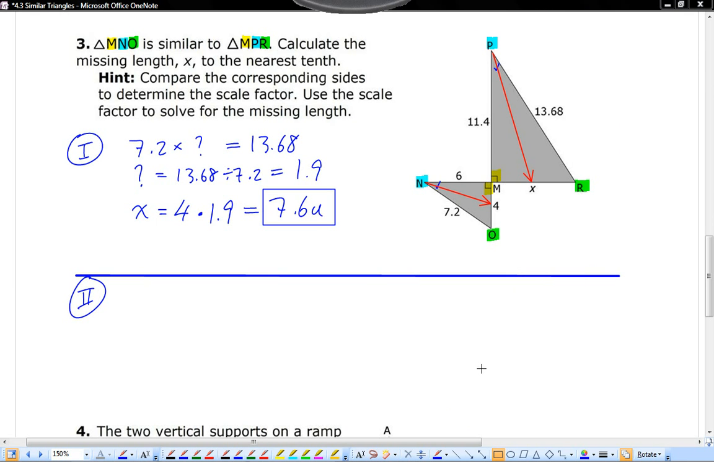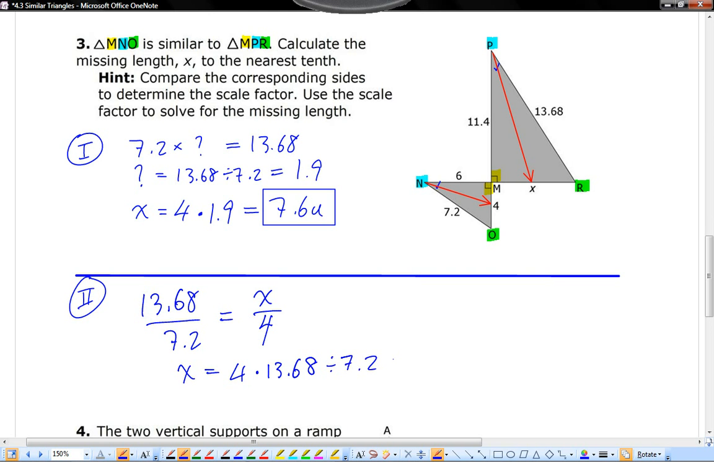So this is one way to do it. The other way to do it is using proportions. So if you prefer, you can do it this way. You can say the ratio 13.68 over 7.2 should be equal to the ratio x over 4, because those are corresponding sides. So to get x, you can do 4 times 13.68 and divide by 7.2. You're still going to get the same answer of 7.6 units. You've just shown your work a little bit differently. It's up to you whether you prefer method 1 or 2. You can just copy down one of those two if you like.